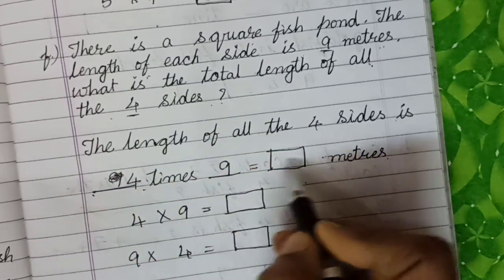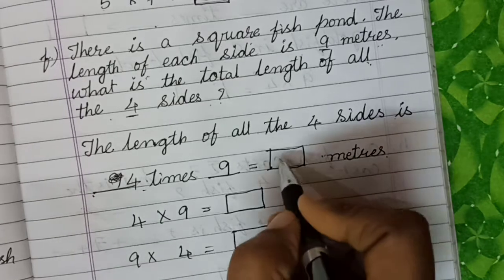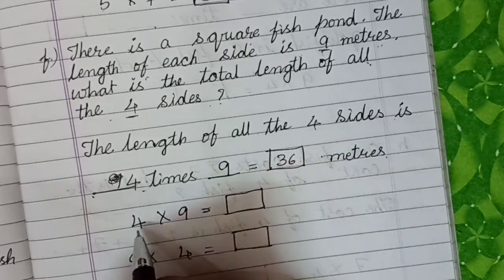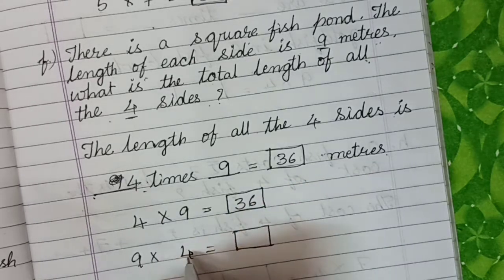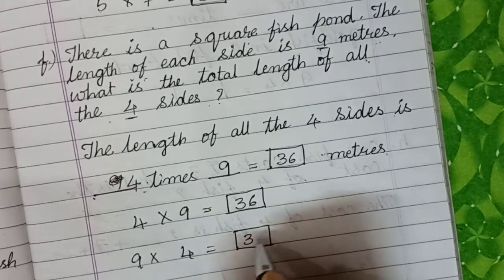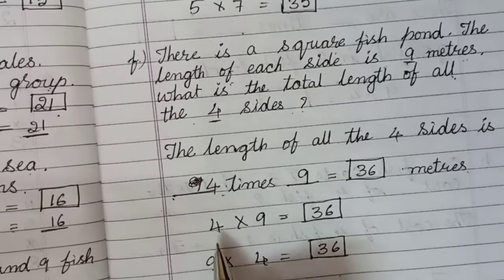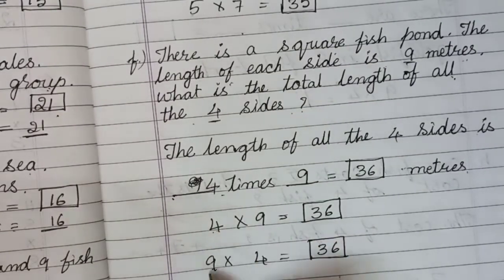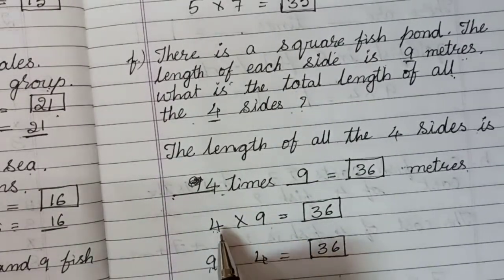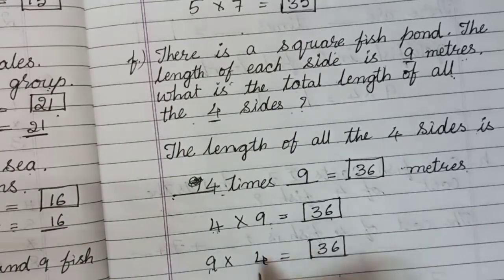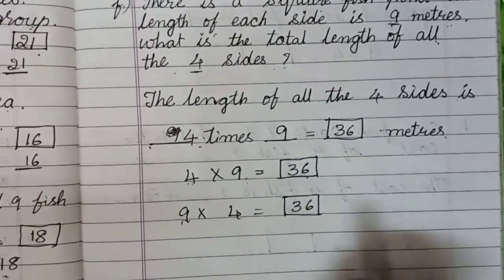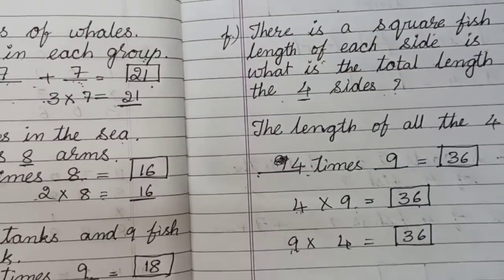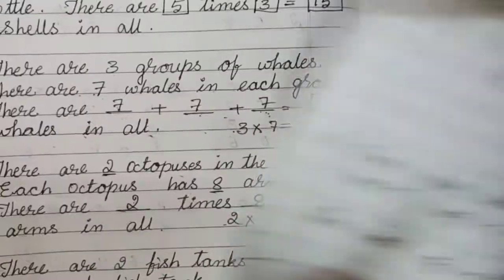4 nines are how much children? Yes, 36. 4 into 9. 4 nines are 36. 9 fours are also 36. So if you learn tables, you can say 4 nines are 36. That's why I said practice tables well. Okay children? If you know tables, you can do it very easily.